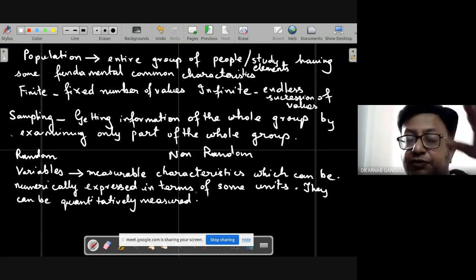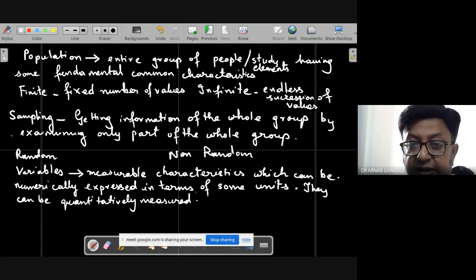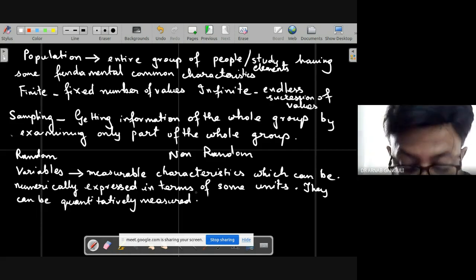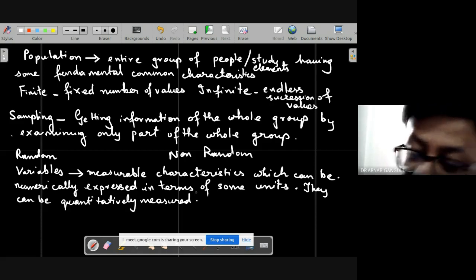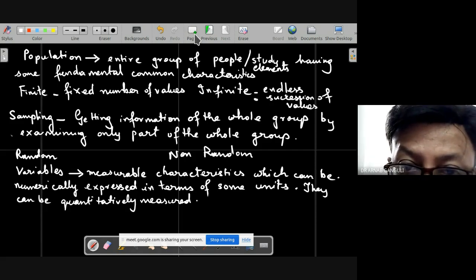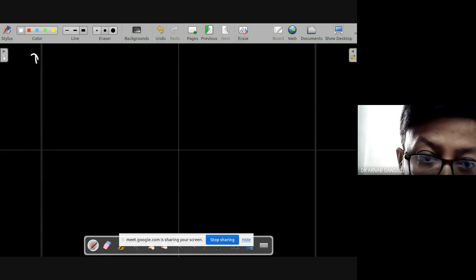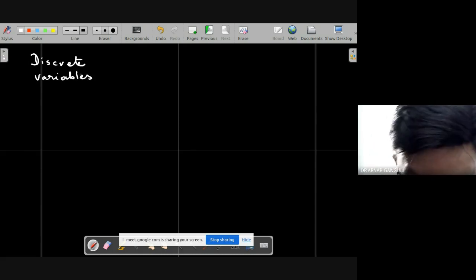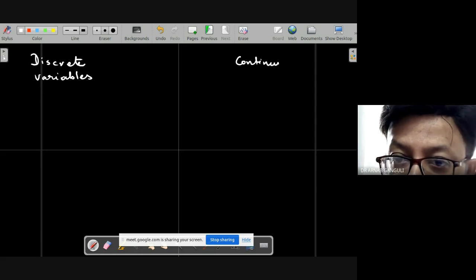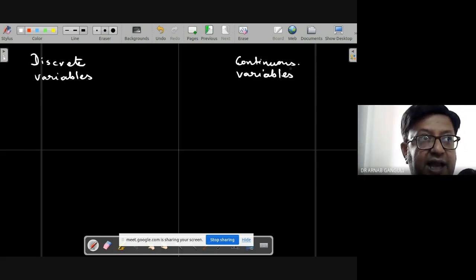So, for example, the height of students in a class can be measured. The values can vary, but it can be numerically expressed. One student's height is 6 foot 2 inches, one is 5 foot 6 inches, one is 4 foot 9 inches. So it's a variable number: x is equal to the height of students. Like this, you have discrete variables and continuous variables.